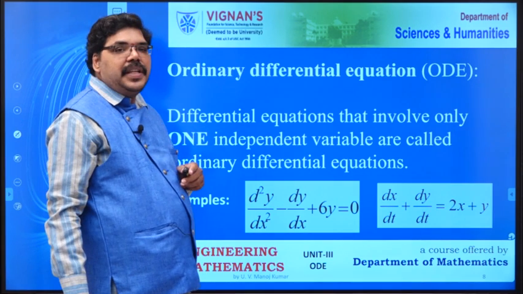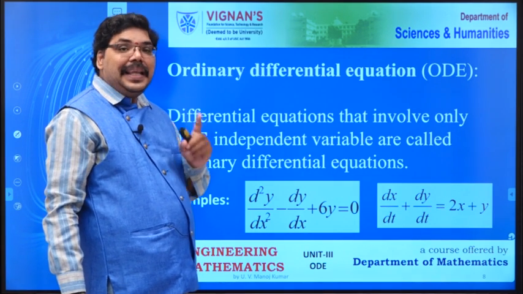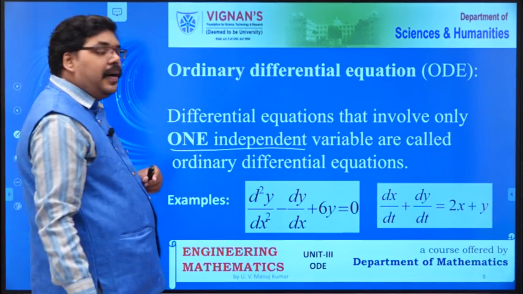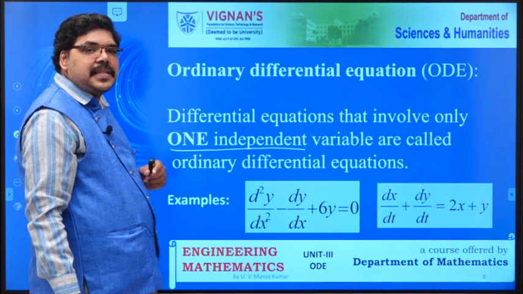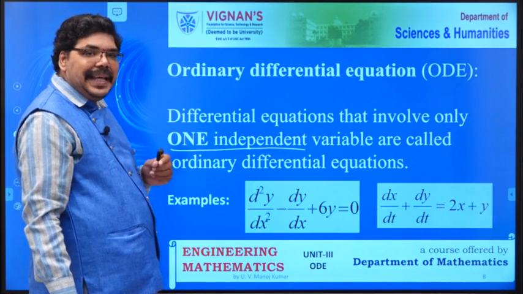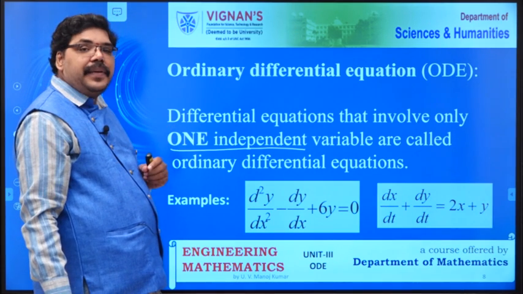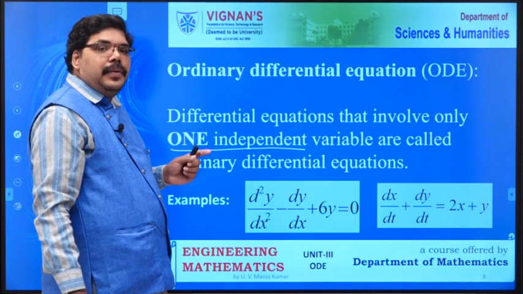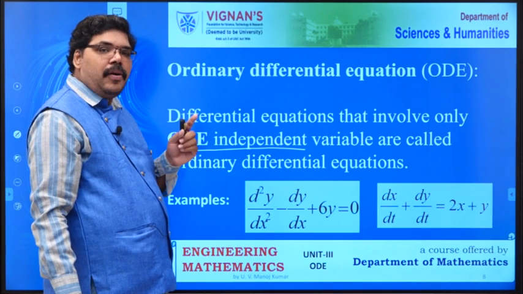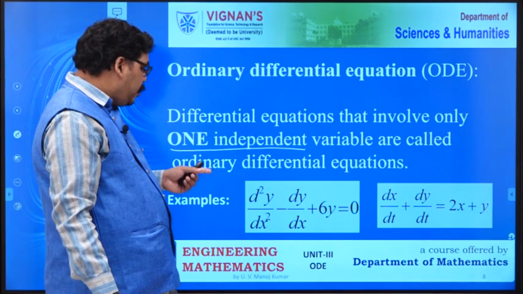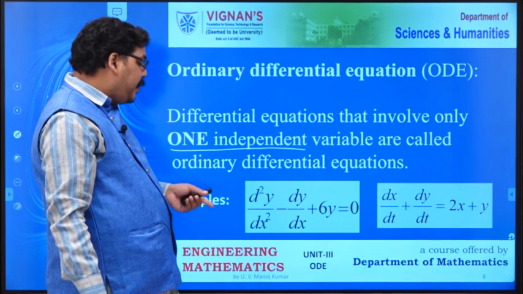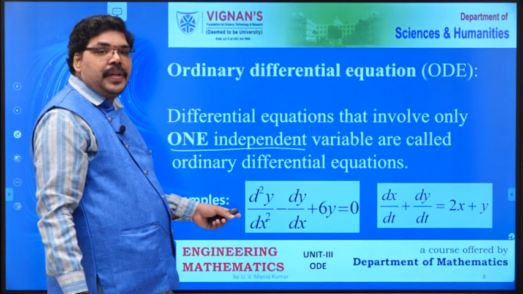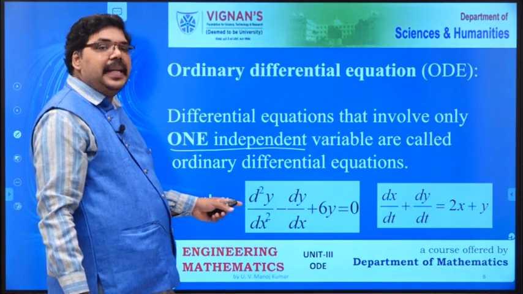So, an ordinary differential equation will consist of only one independent variable. If a differential equation consists of only one independent variable, then it is said to be an ordinary differential equation. So, see the examples there. Two examples are given. Those two examples represent ordinary differential equations. So, if you see the first example, d square y by dx square minus dy by dx plus 6y equals to 0. Here, the dependent variable is y, the independent variable is x.